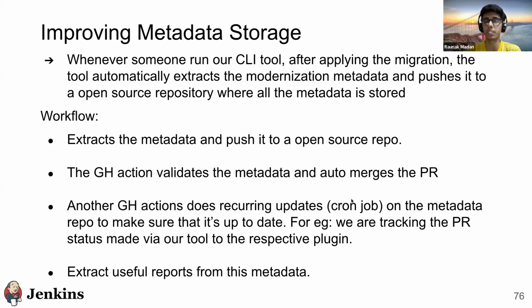We also have some other GitHub actions that do recurring updates on the metadata, because this metadata is dynamic information. For example, we are tracking the pull request status of what the CLI tool made to the plugin repository. So let's say the pull request that the CLI tool made got merged. We also need to update the metadata to show that the status is merged now. We are doing that via a cron job. And we are also extracting useful reports from that metadata. Next slide, please.